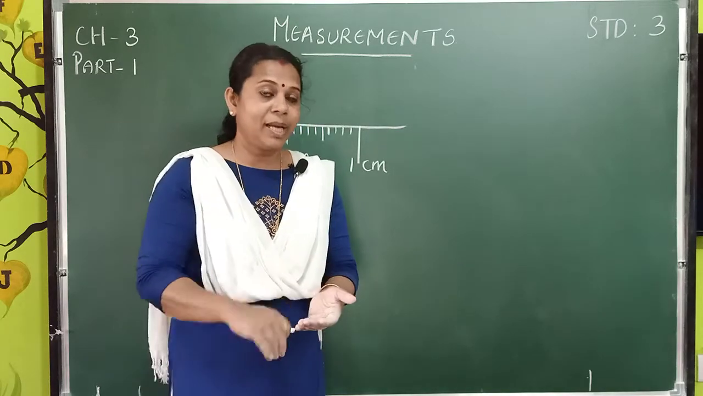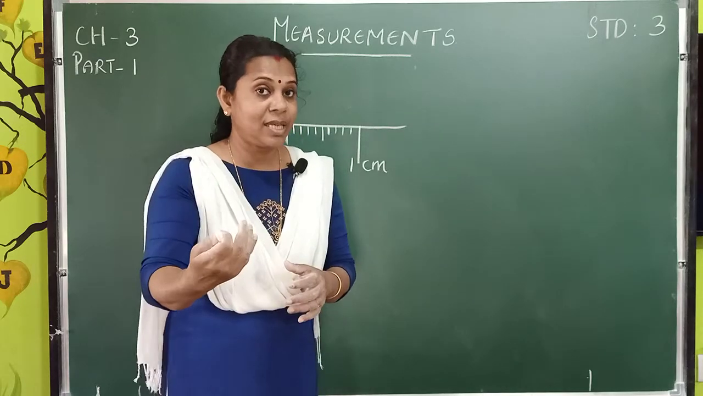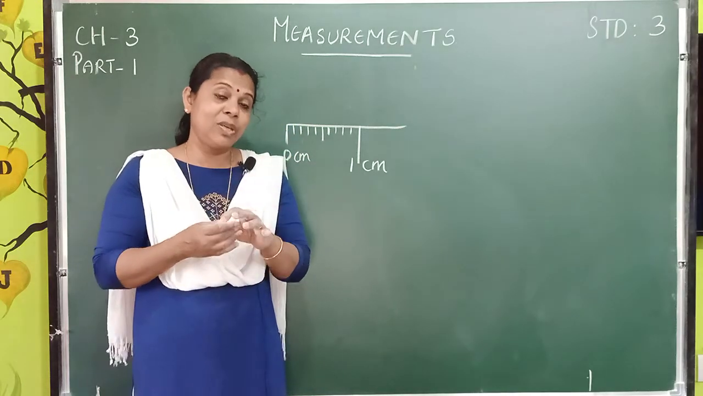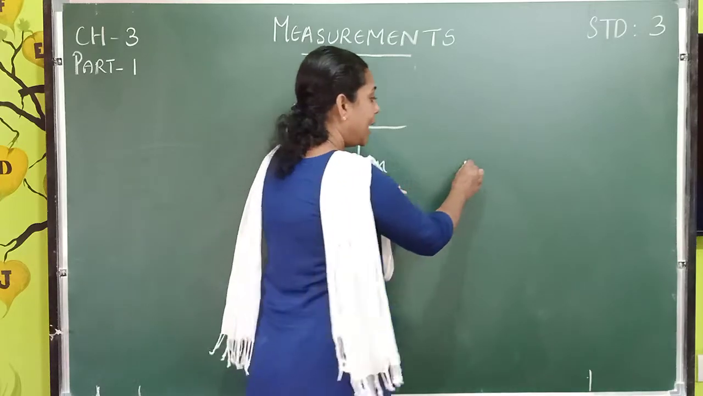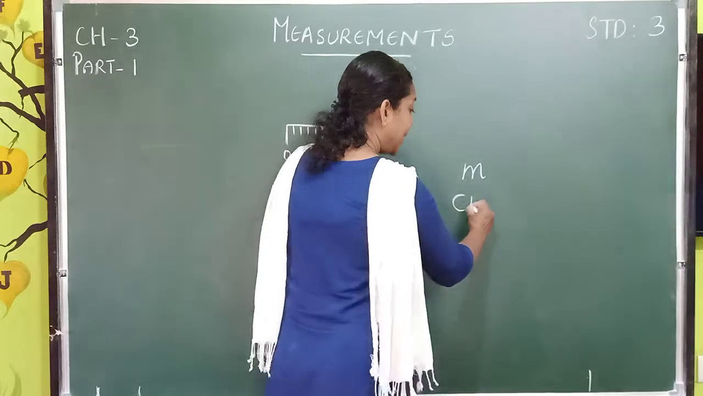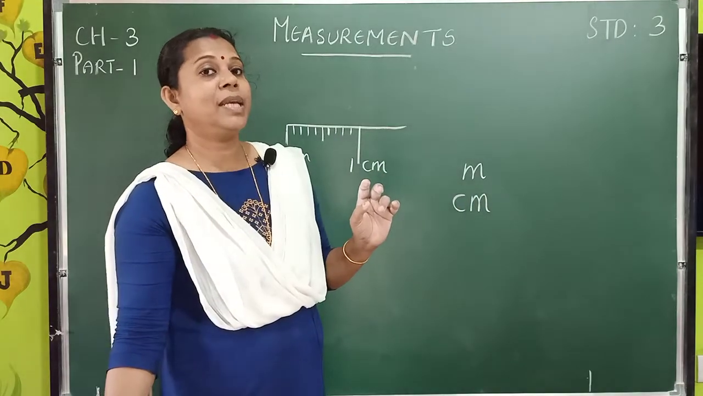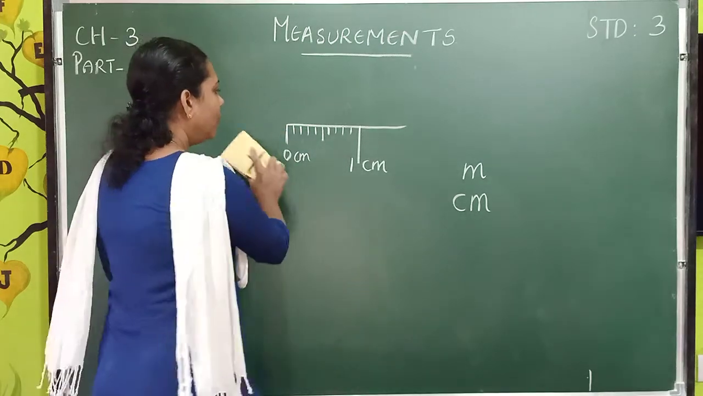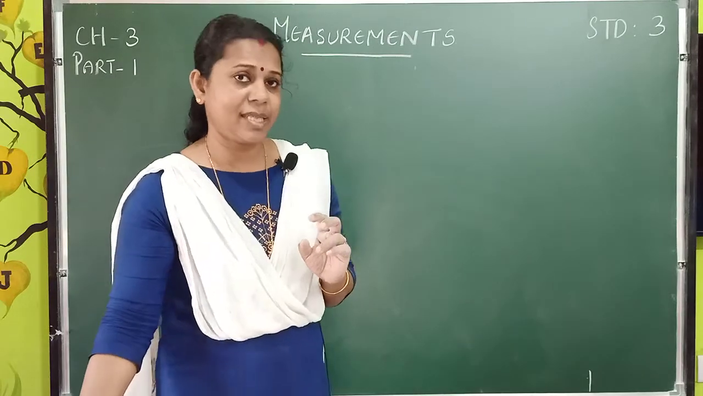Okay, now come back. The standard unit of measuring length is meter. For measuring the smaller units, the shorter ones, we use centimeter. Short form for meter, m. And short form for centimeter, cm. Okay, centimeter, cm, meter, m. Now, there is a relation between centimeter and meter.